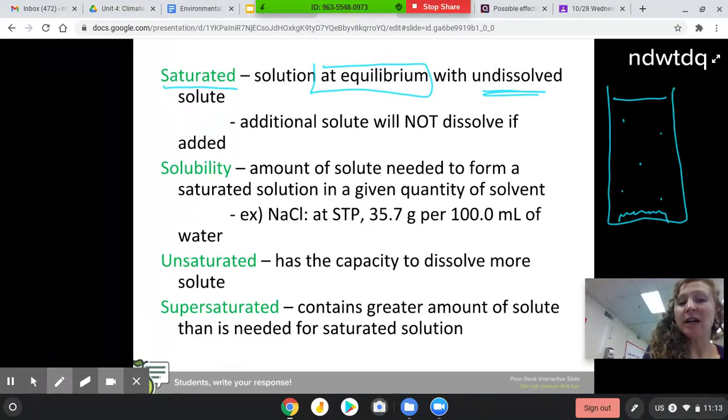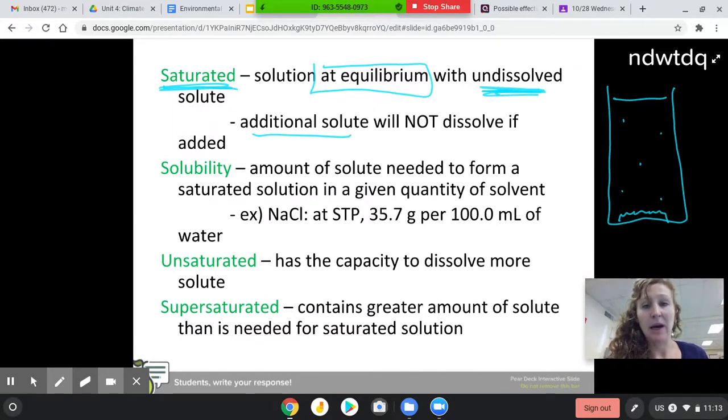Okay, so saturated means that the solution is holding as much solute as it possibly can hold, and there's evidence of that sitting on the bottom in the form of undissolved solute. If you add additional solute, it's not going to dissolve. It's going to fall to the bottom and join that nice little party sitting at the bottom undissolved. So that would be a saturated solution. This term, solubility. So we've been talking about are salts soluble, are salts slightly soluble, are salts insoluble, right?